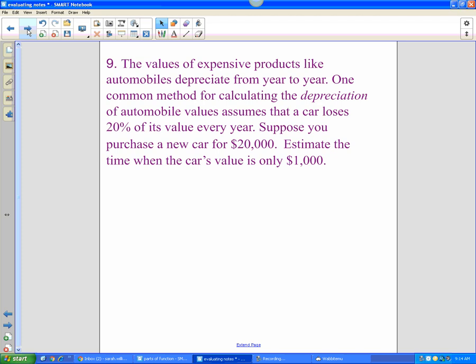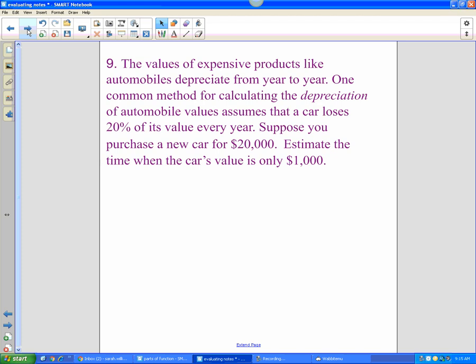Number 9, the values of expensive products like automobiles depreciate from year to year. One common method for calculating the depreciation of automobile values assumes that a car loses 20% of its value every year. Suppose you purchase a new car for $20,000. Estimate the time when the car's value is only $1,000.